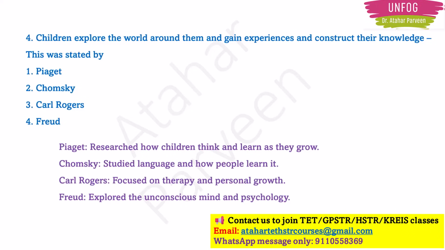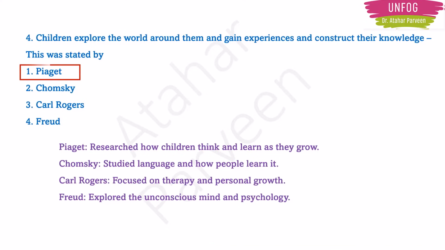Piaget, he was the one who did a lot of research on how children think and learn as they grow. Then Chomsky, he studied language and how people learn it. Then Carl Rogers, he focused on therapy and personal growth. And Freud, he explored the unconscious mind and psychology. So from this aspect, Piaget will be the correct answer, because he was the one who did a lot of research on how children think and learn as they grow. Okay, option 1 will be the correct answer.